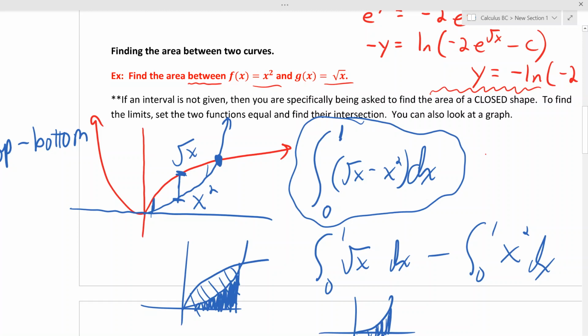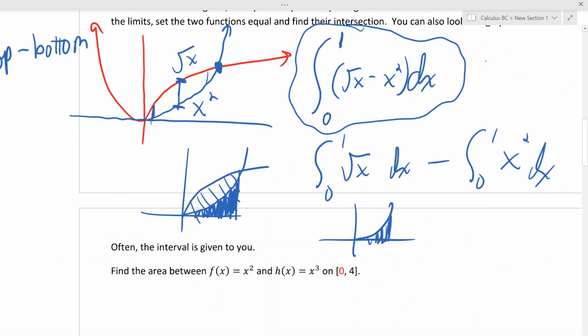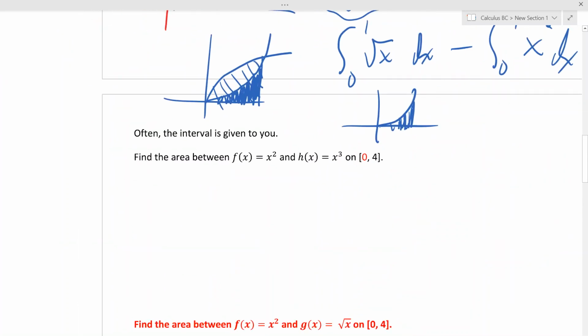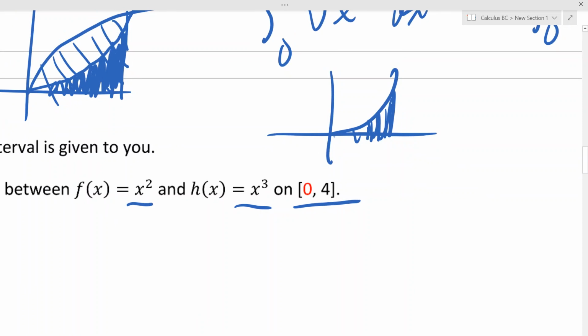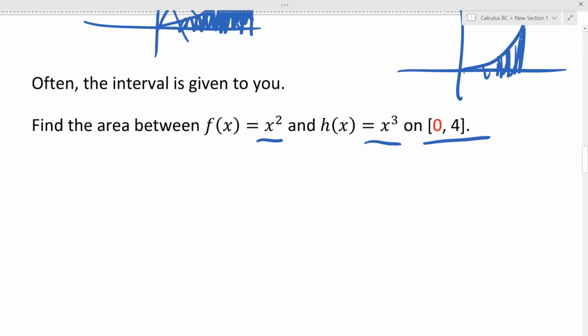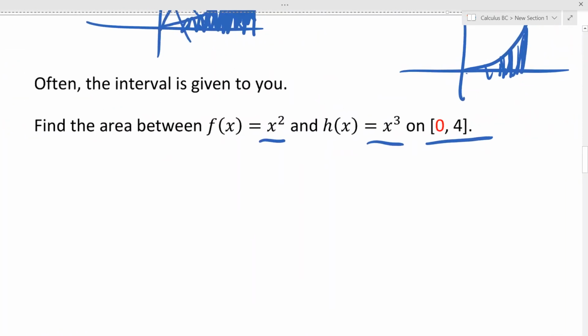So that's an example of where they don't give you any bounds. If they give you two functions and they don't give you any bounds, or sometimes 3 or 4 functions, you just got to sketch them out and see what shape they enclose. Okay. If they give you bounds, like this one right here, find the area between x squared and x cubed on 0 to 4. That 0 is not red for any real reason. It just is red. I don't know why. So now I'm not asking for the area between the two curves, if they enclose it. I'm telling you I want to go from 0 to 4. So we still need a graph of this.